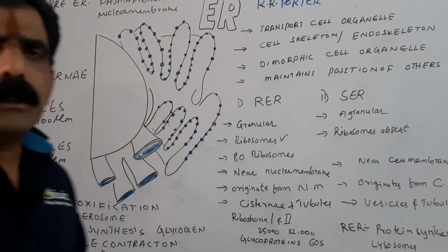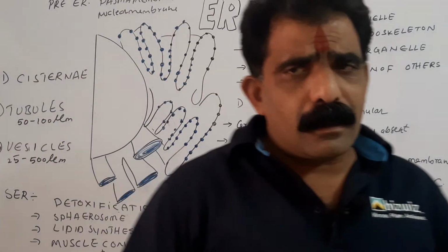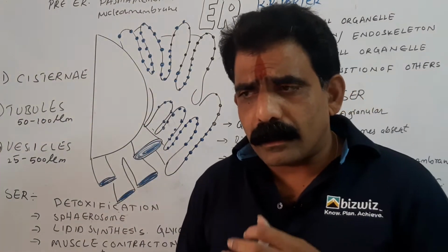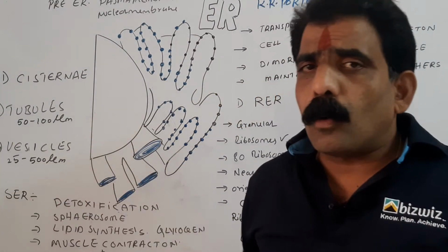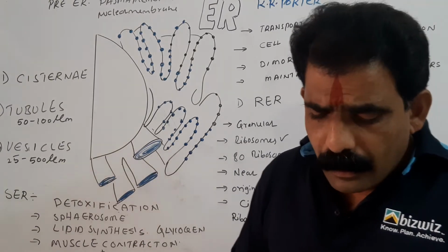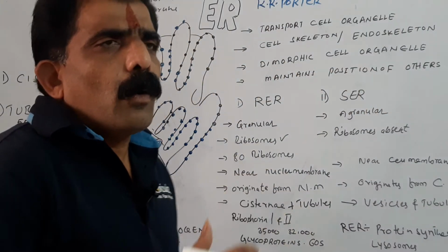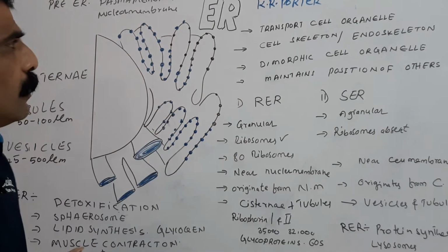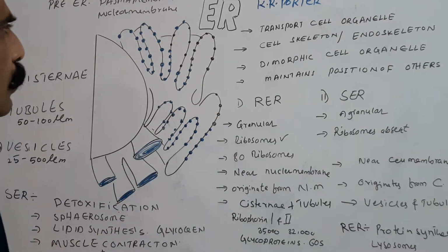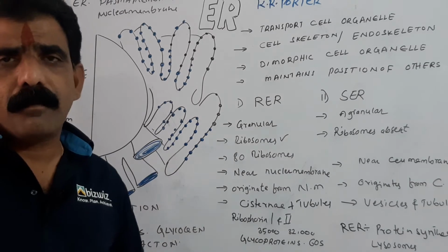So, endoplasmic reticulum, where is it present? Is it a localized cell organelle? Is it restricted to any part of the cell, or does it spread all over the cell? Actually, this is not a localized cell organelle. It is spread all over the cell. Hence the name reticulum. Looks like a network.